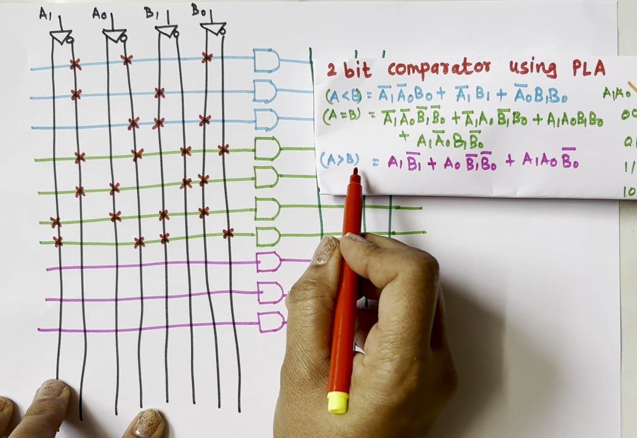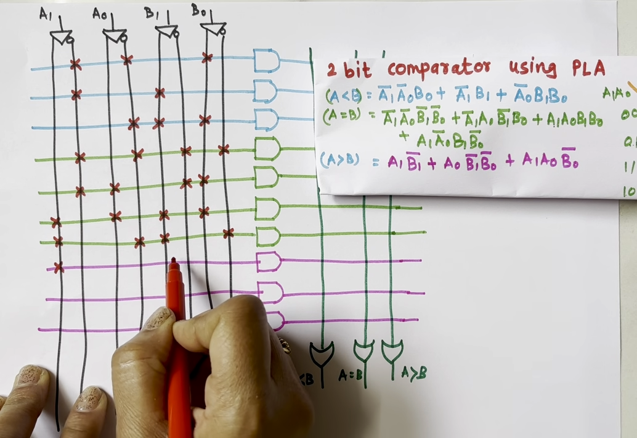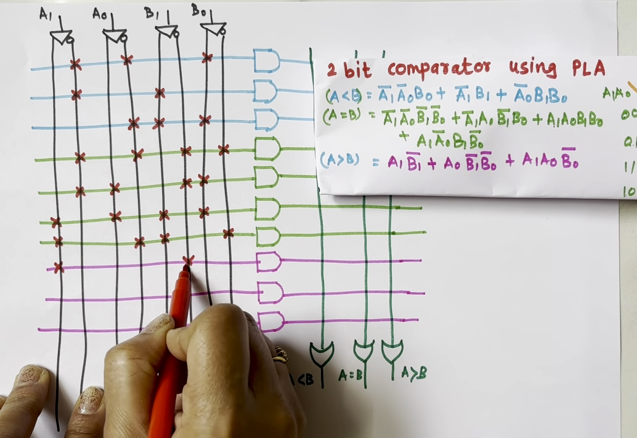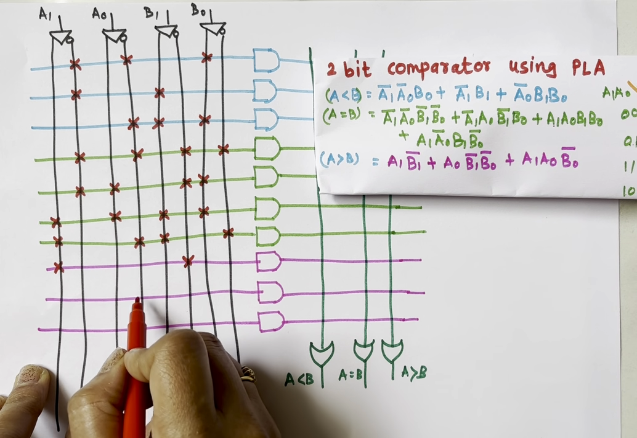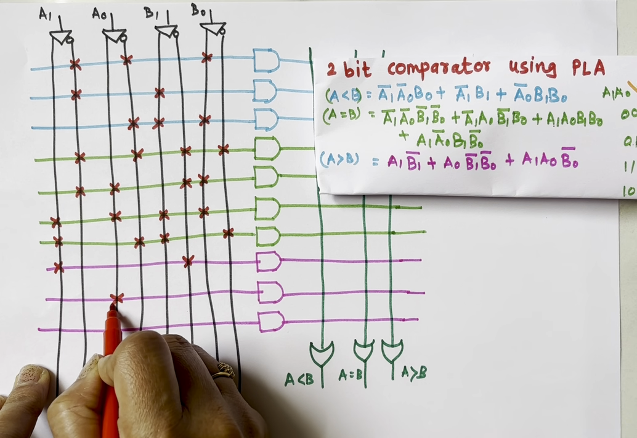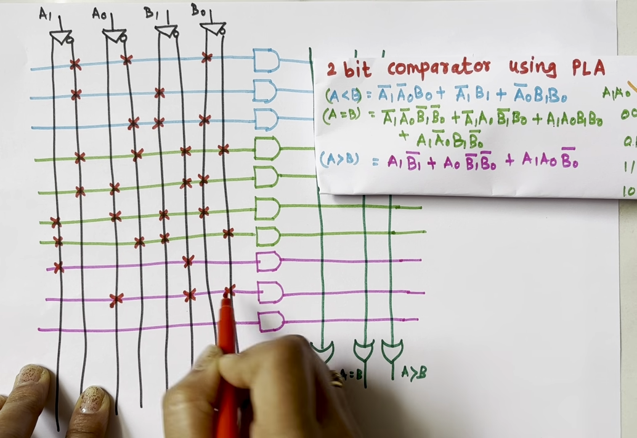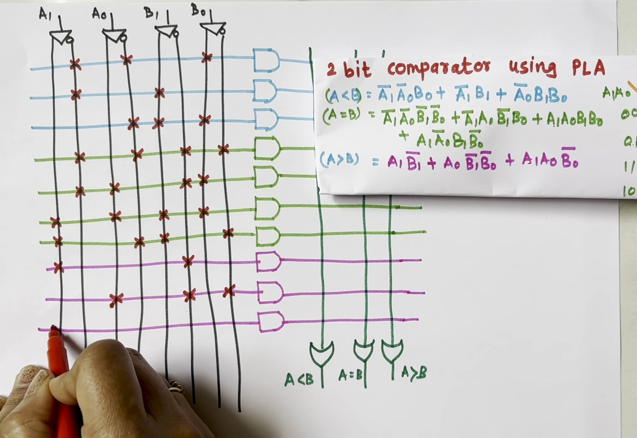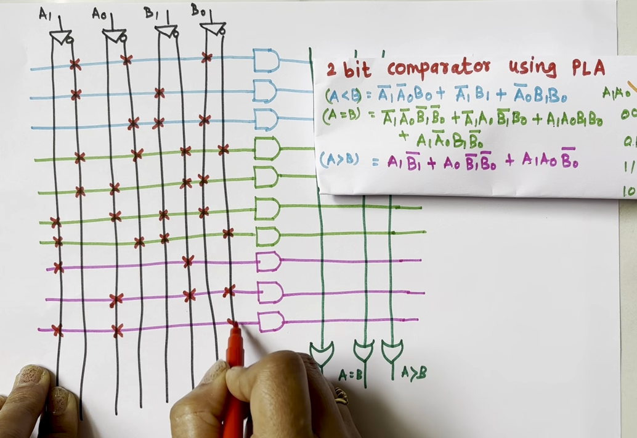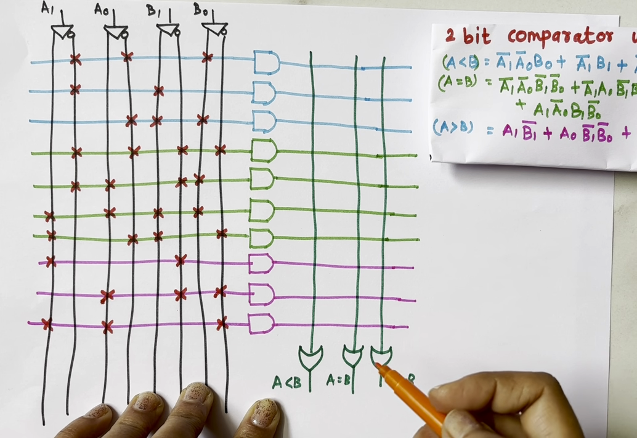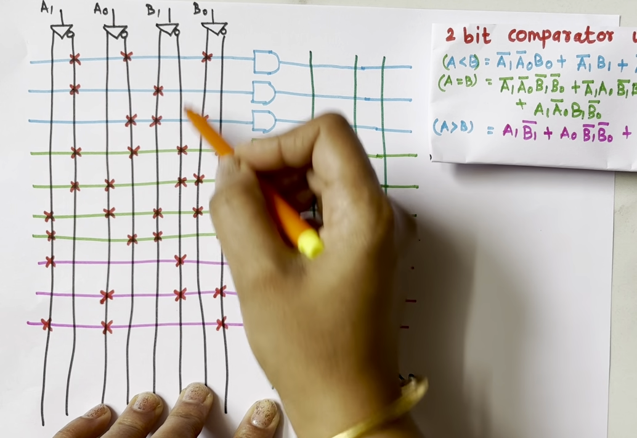Similarly, for A greater than B, it is A1, B1 bar. The second AND gate is A0, B1 bar, B0 bar. Then A1, A0, B0 bar. So these are programmable inputs to my AND gates.